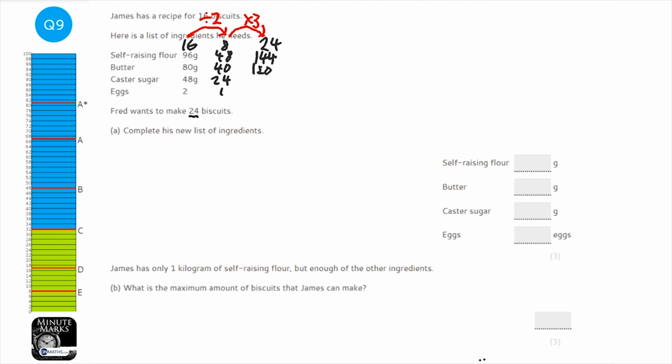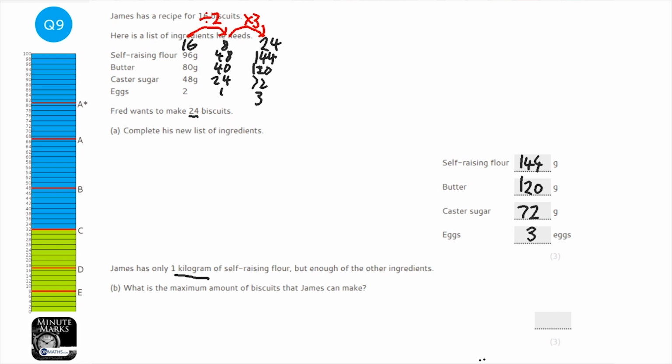If I draw it right. The next one I want to times that by 3, and that gives me 72. And the last one I want to times that by 3, which is 3. So it's 144, 120, 72, and 3.